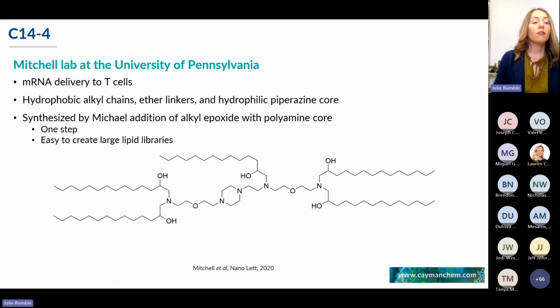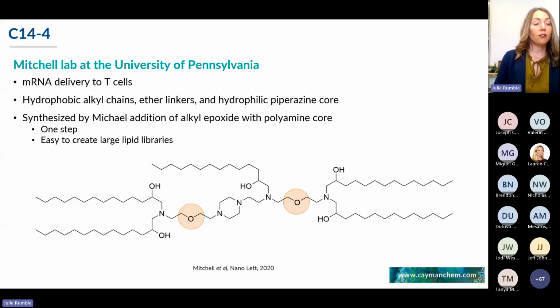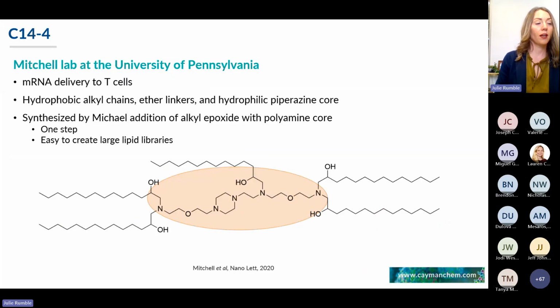I'm going to talk about another interesting ionizable lipid, C14-4. It's been highlighted in several papers from the Mitchell lab at UPenn as the top ionizable lipid candidate for LNP delivery of mRNA to T cells, and will also be mentioned in Julie's study. The structural features are similar to SM-102, with hydrophobic alkyl chains. This structure has ether linkers instead of the ester linkers of SM-102, but it also has a hydrophilic piperazine core.